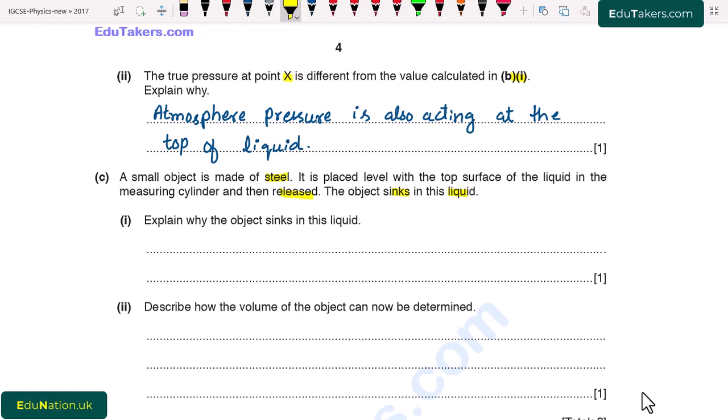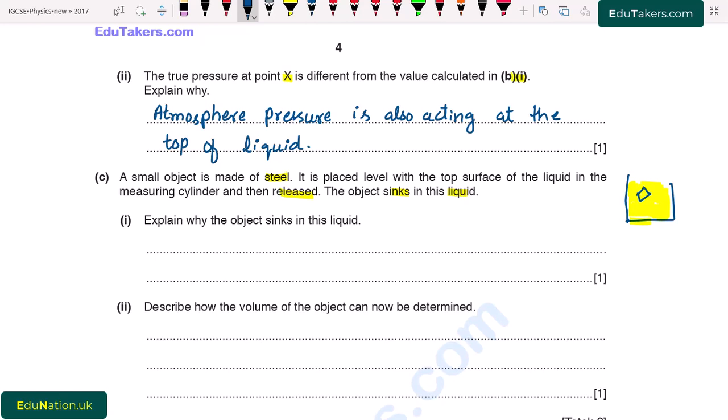So first of all, here I consider a liquid. Here is liquid inside this. And I place a very small object in it. So this object sinks in this liquid. We have to explain its reason. So basically, the steel is more dense than the liquid.